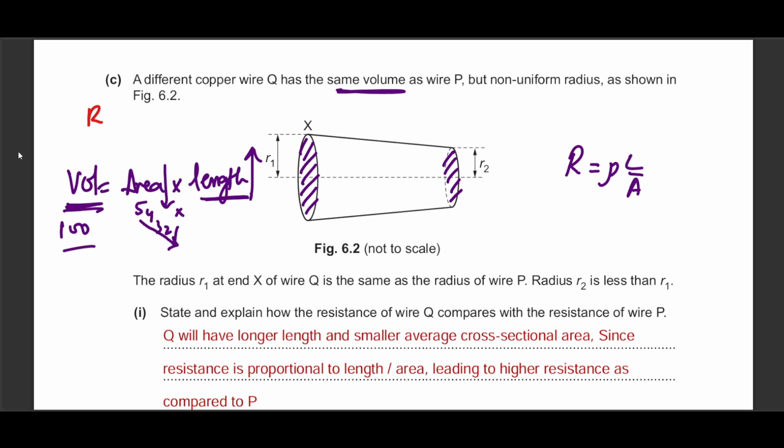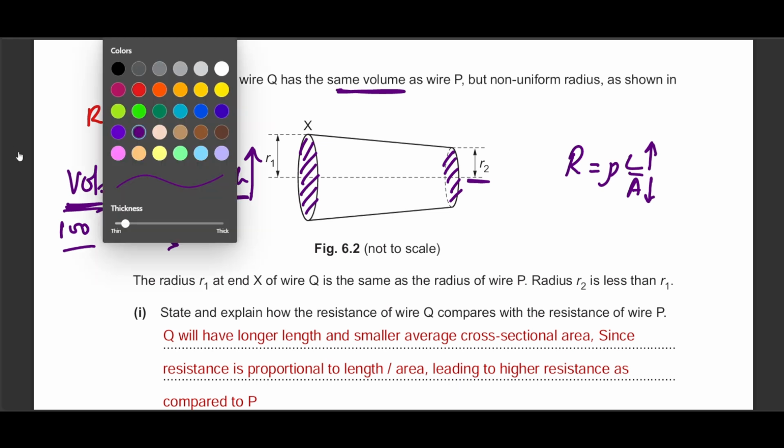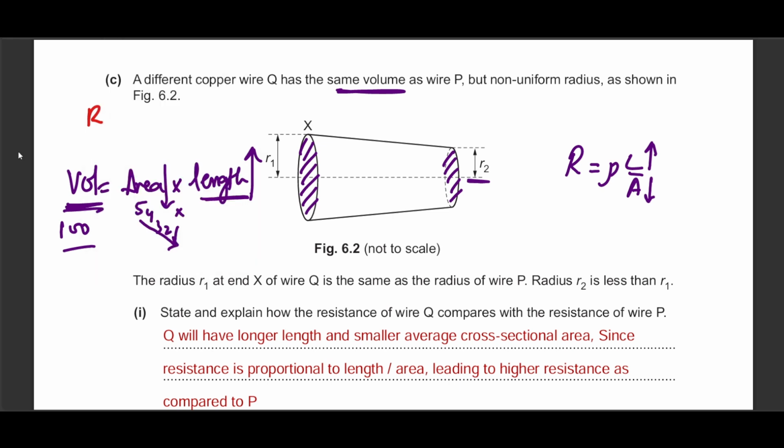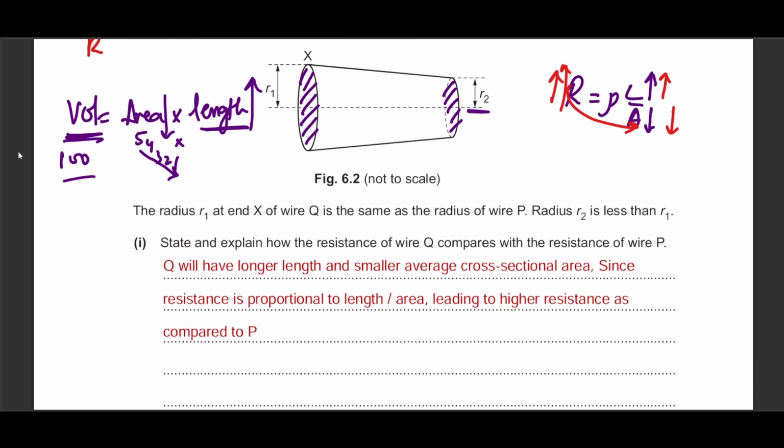So two things are happening at the same time. The length is increasing, or has to increase, it has to get elongated, while the cross-sectional area is smaller at R2. So both of these two things contribute positively to the increase in resistance. Higher length means higher resistance. Smaller cross-sectional area also means higher resistance because it's inversely proportional. So because of both of these two factors, the resistance eventually will increase.